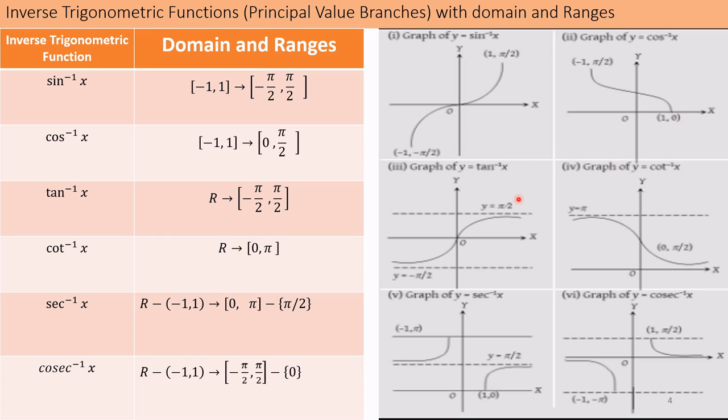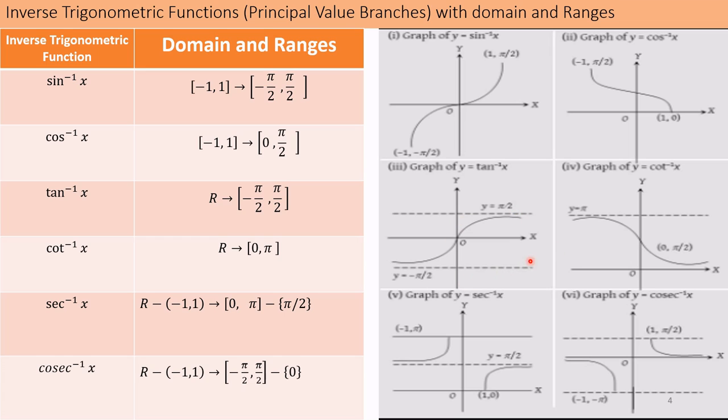For tan inverse x, the domain is all real values, going to infinity and to minus infinity, because this graph does not meet the dotted lines. The top dotted line is y equal to pi/2 and the bottom dotted line is minus pi/2. So the range is minus pi/2 to plus pi/2, and here it extends to infinity, that is all real values. For tan inverse, the domain is R and the range is minus pi/2 to pi/2, between these two dotted lines.